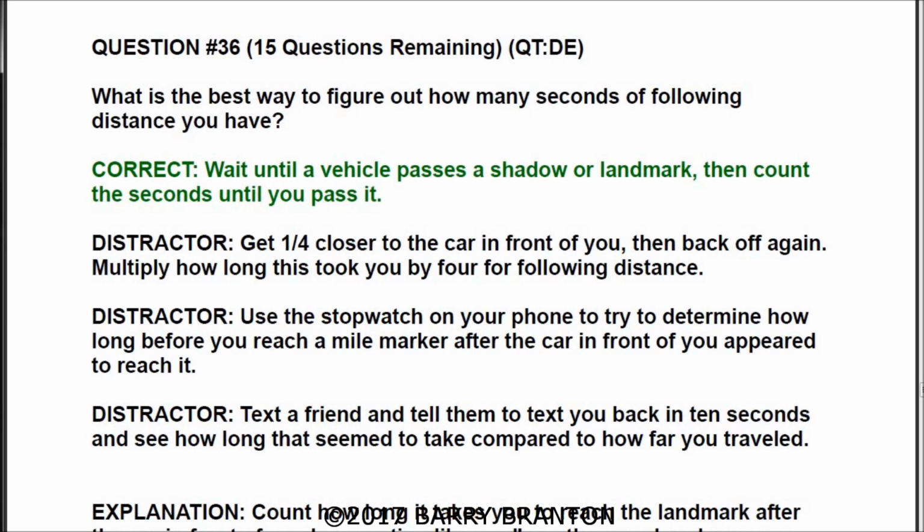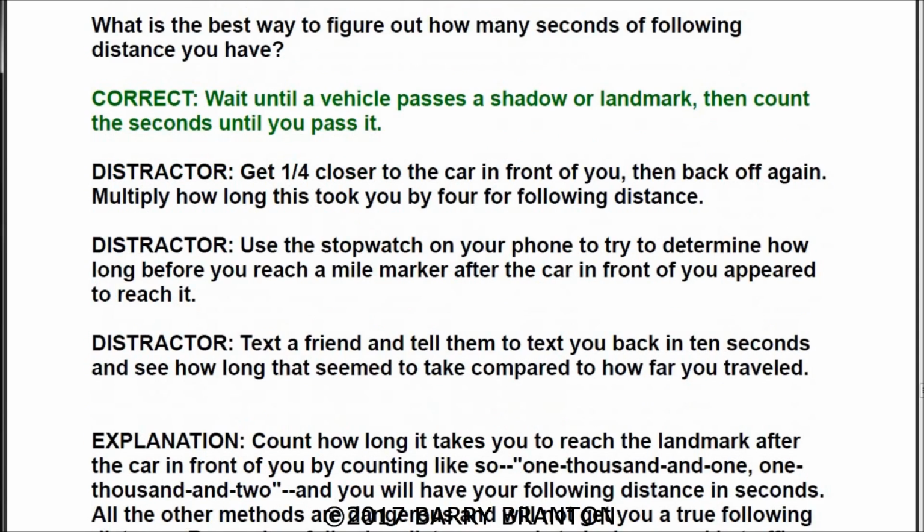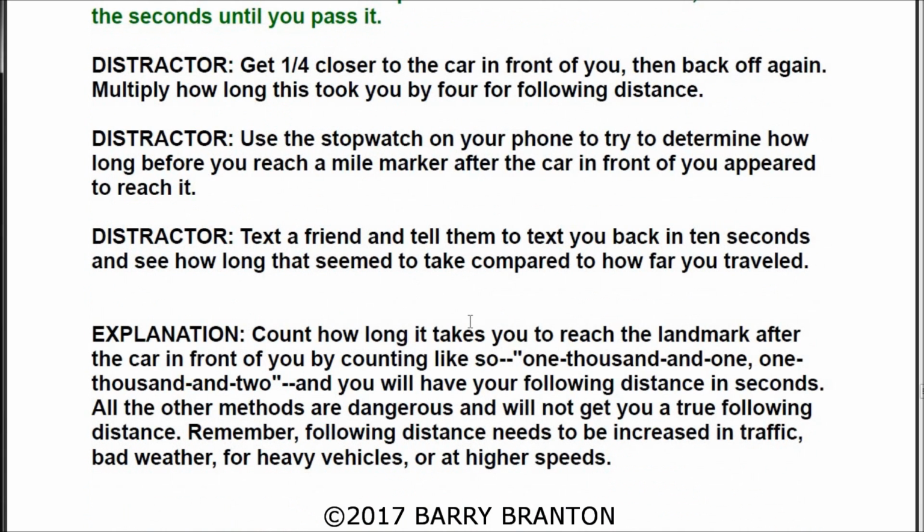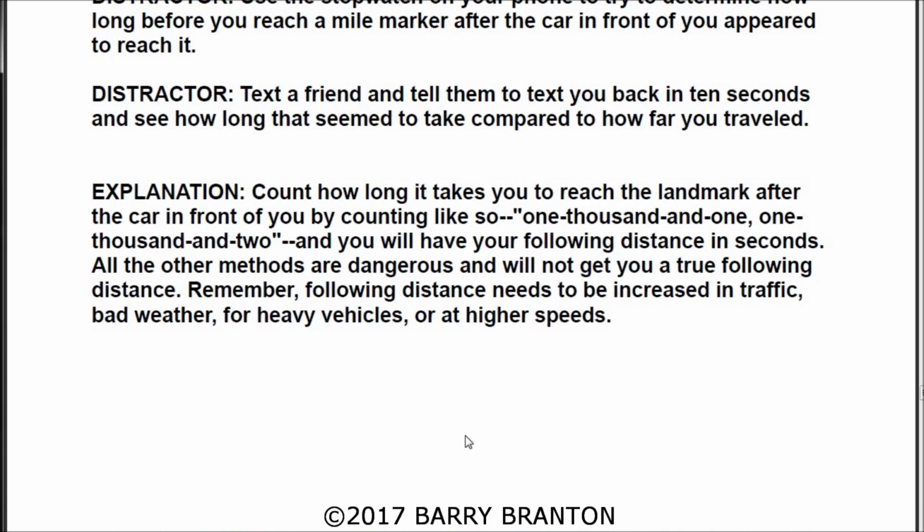Question number 36. What is the best way to figure out how many seconds of following distance you have? The correct answer is wait until a vehicle passes a shadow or a landmark, then count the seconds until you pass. We have an explanation which says count how long it takes for you to reach the landmark after the car in front of you by counting like so: 1001, 1002, and you will have your following distance in seconds.